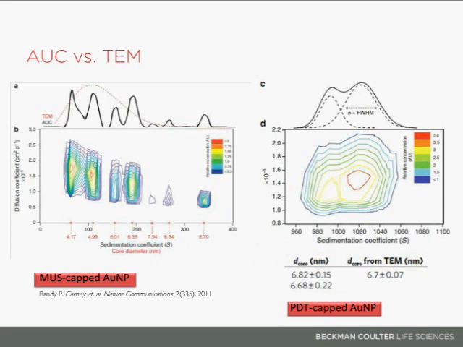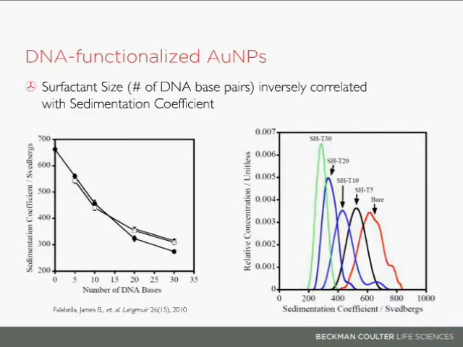Now that project focused on the core of the nanoparticles. There's also a recent paper that came out in 2010 that looked at gold nanoparticles functionalized with DNA that had various numbers of DNA bases in the ligand. So the DNA provided solubility to the gold nanoparticles, and it was either 5 bases in length up to 30 bases in length connected to a thiol linker. And they saw a decrease in sedimentation coefficient as the number of bases increased.